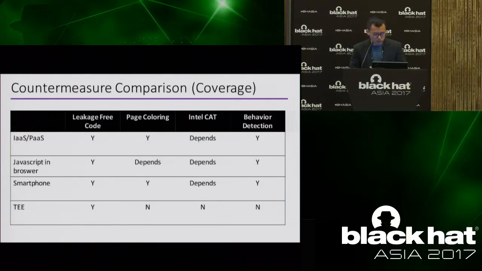And one thing for the trusted execution environment: page coloring and Intel CAT both will not work in the trusted execution environment, because they rely on the operating system to provide security, and the trusted execution environment doesn't trust the operating system. So it cannot protect the trusted execution environment. In the case of behavior detection, it can be applied to the first 3 scenarios, but it won't apply to the trusted execution environment either because, again, it relies on trust assumptions on the operating system and hypervisor.